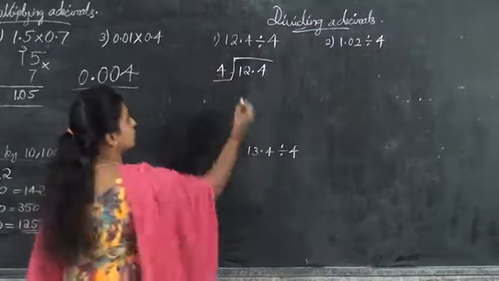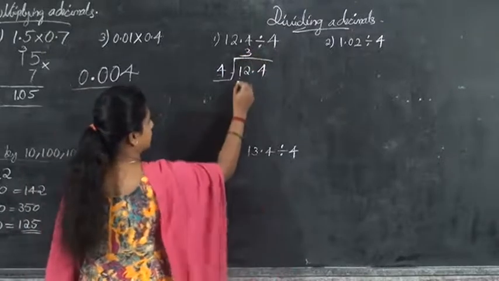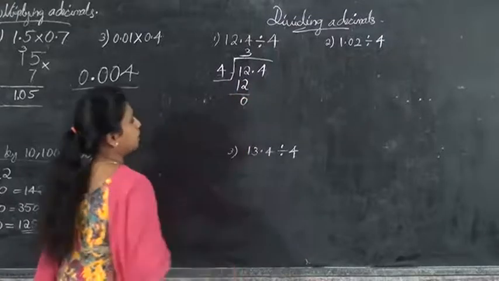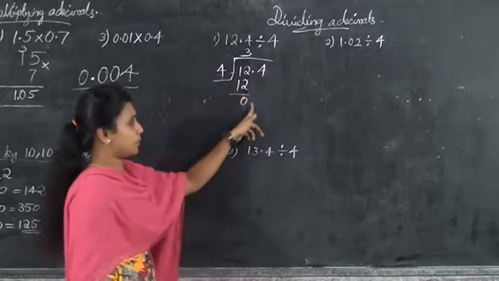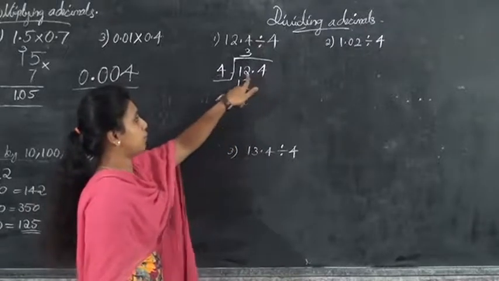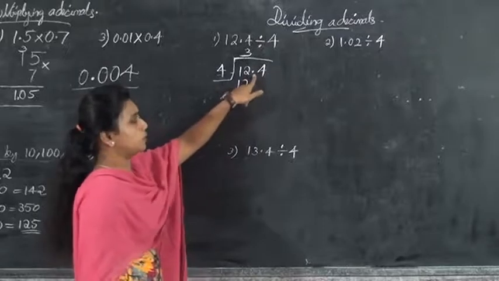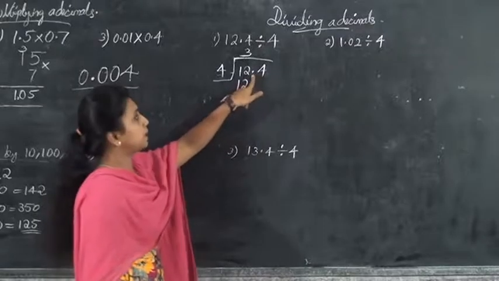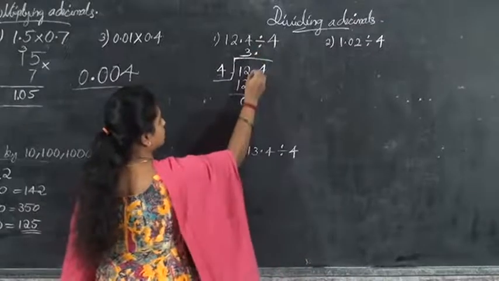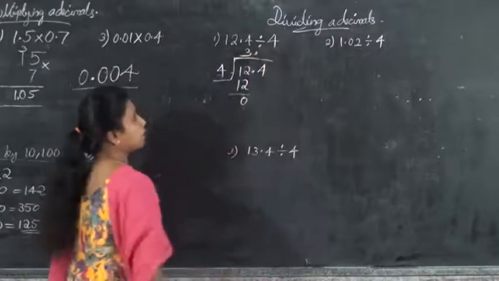How many times does it go here? 3 times. That is 3 4s are 12. Then subtract the numbers, it is 0. Now you want to bring down this number 4 here, but here you can see a point in between 2 and 4. So what should you do? You want to put a point in the quotient exactly above this point. Put a point right above this point.